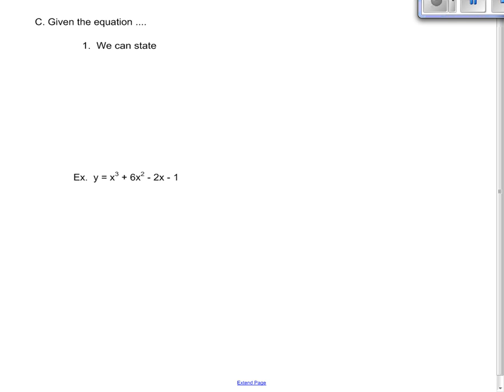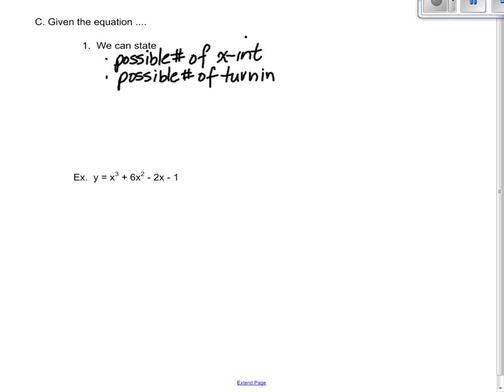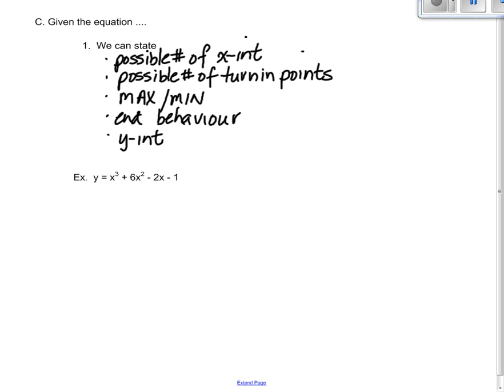When given the equation of a polynomial function, we can state the possible number of x-intercepts, the possible number of turning points, maximum, minimum, end behavior, and y-intercept. We can get a lot from an equation.